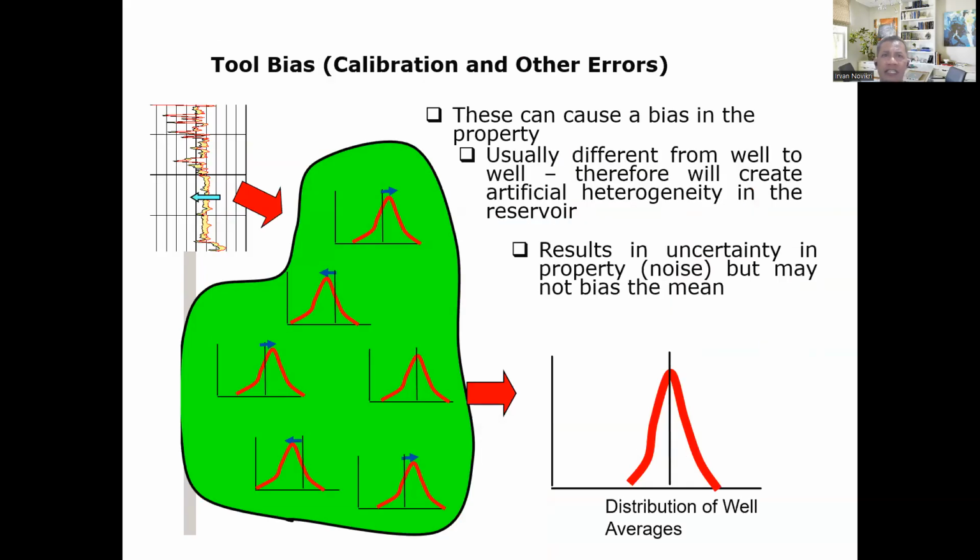One of the errors in measurement instruments is caused by tool bias, such as calibration or other factors that can introduce systematic deviation in the property being measured. This bias can vary from well to well, leading to artificial heterogeneity in the reservoir, while the tool bias results in uncertainty and noise in the property measurement. It may not necessarily affect the average value of the property.